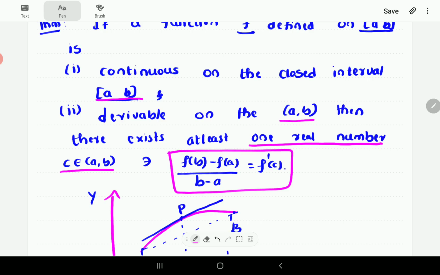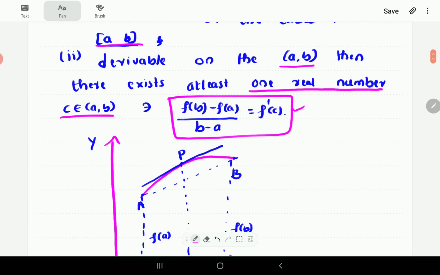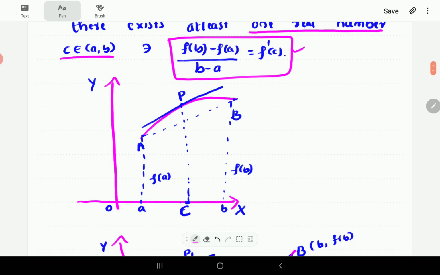So it says that there is a function. It should be continuous in the closed interval [a, b]. It should be derivable in the open interval (a, b). If these two conditions are satisfied, then we will have one real number c in the open interval (a, b) such that this condition is satisfied. So let us see geometrically what they are trying to say.